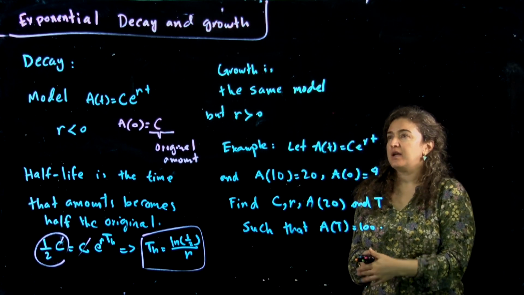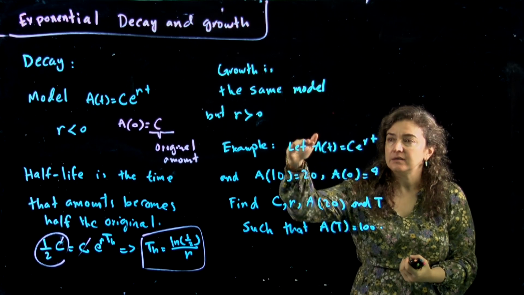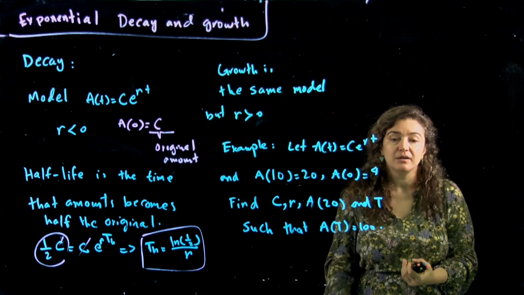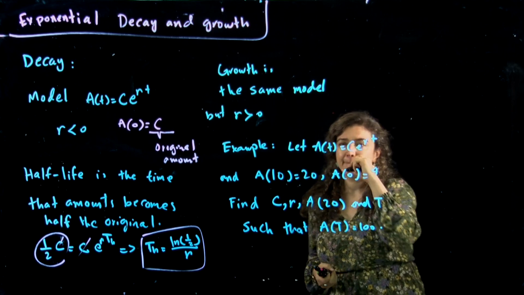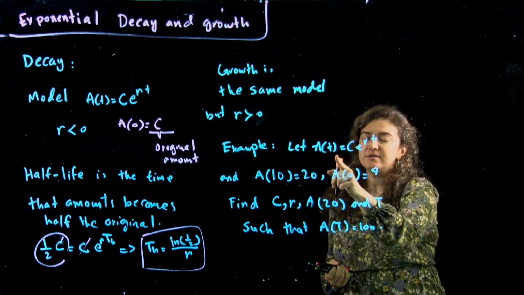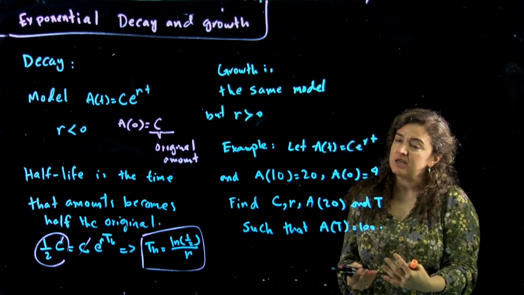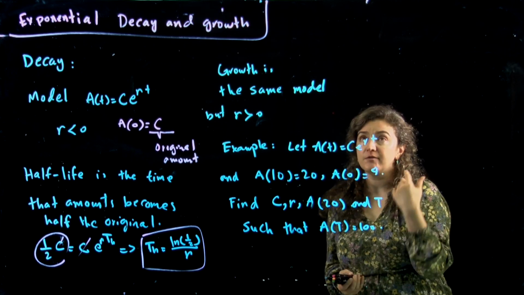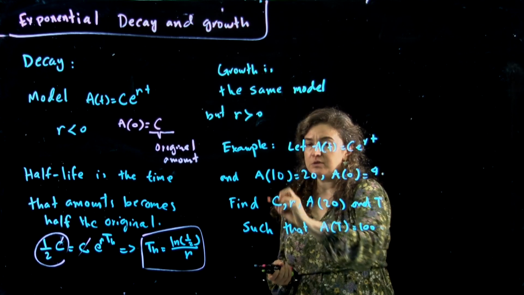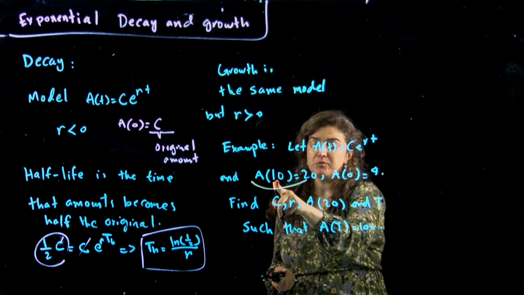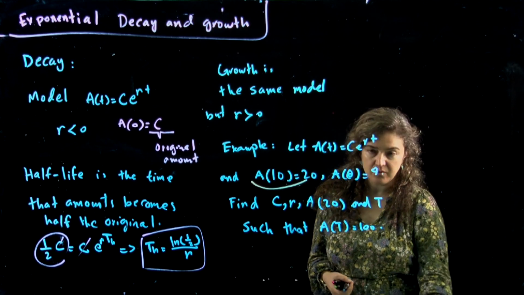Let's do one example of a calculation and how we deal with the algebra before doing an exponential decay problem. So let's start with the model A of t equals c e to the power rt. Some information is given to you, and you always need that information. Usually from a word problem, you want to extract information such as this. This one is telling you that A at time 10 is equal to 20. This one is telling you that A at time 0 is equal to 4.